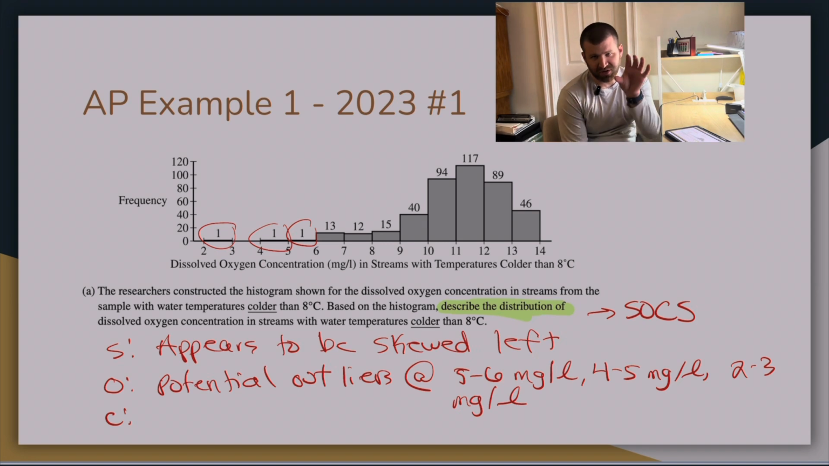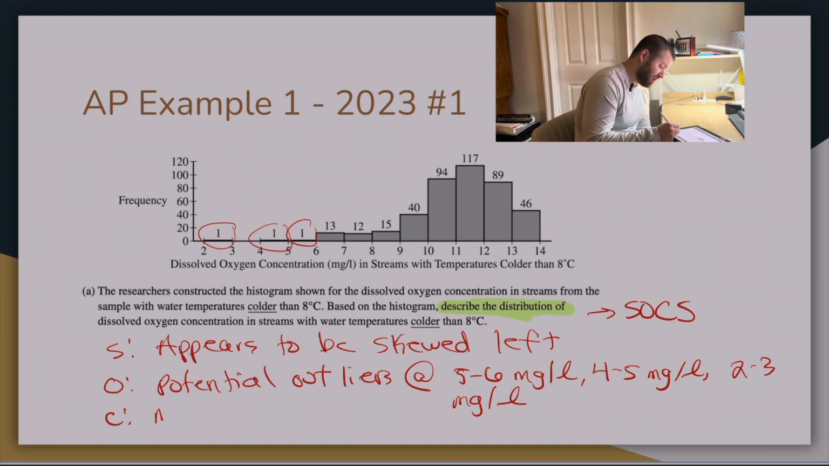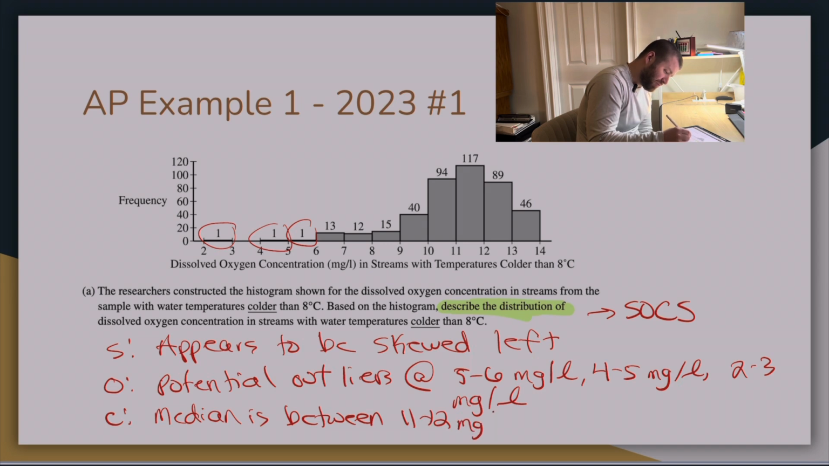It was in the initial context at the beginning. I forget. However, typically your median is going to be where you have the most amount of data. So I'm going to say my median is between 11 and 12 milligrams per liter.